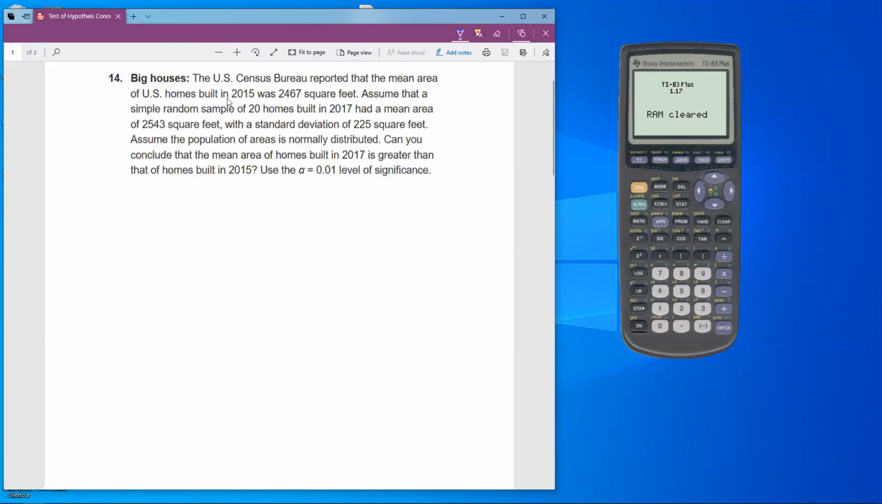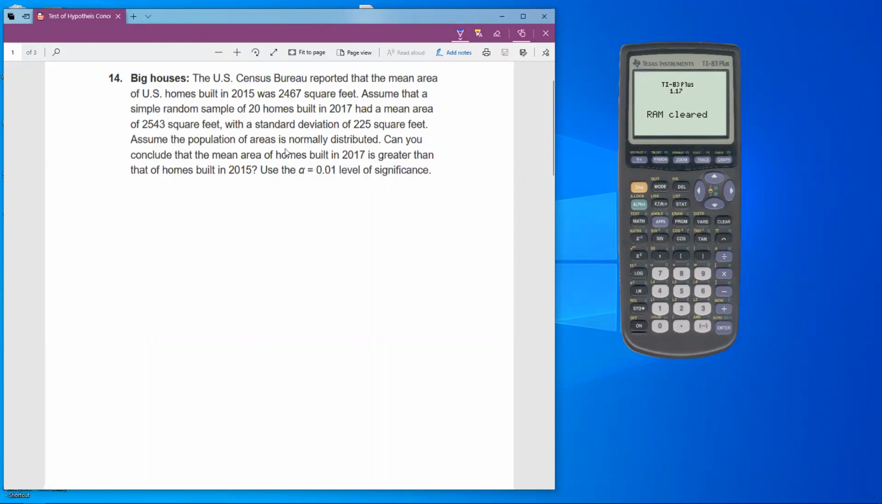So in this problem, the Census Bureau reported that the mean area of U.S. homes in 2015 was 2467 square feet. Assume a random sample of homes built in 2017 had a mean area of 2543 square feet with a standard deviation of 225 square feet. Assuming the population of areas is normally distributed, why did they have to tell us that? Why was that sentence important?